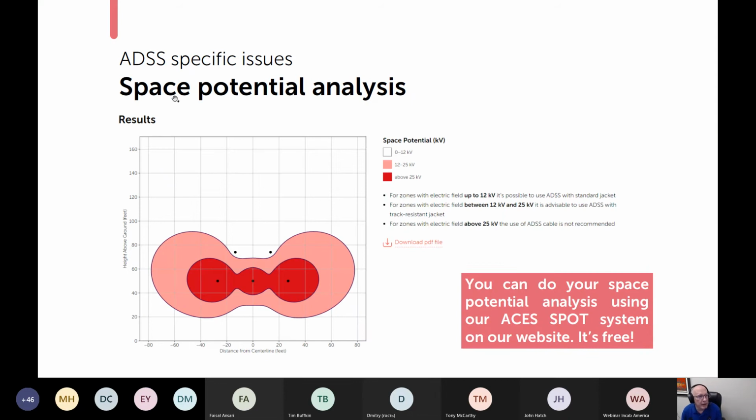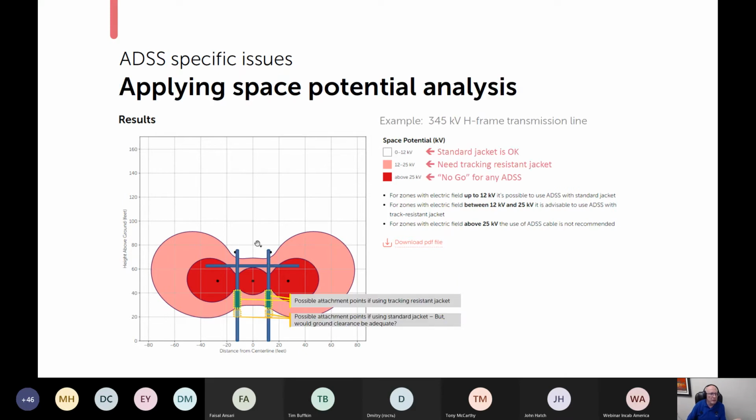That space potential analysis that I talked about, you need to look at it. You'll end up with something that looks like this. So what you're seeing here is the conductors. This is an H-frame 345 kV line. This data actually came from an NCAP customer. So you've got the 3-phase conductors and 2 shield wires above it.